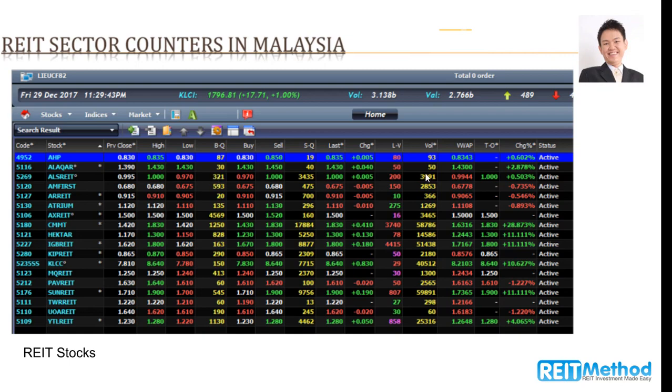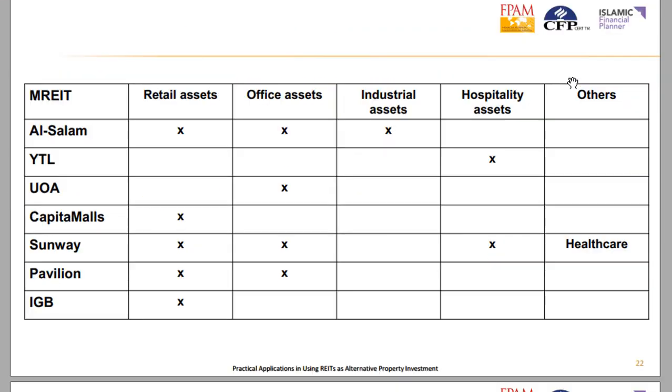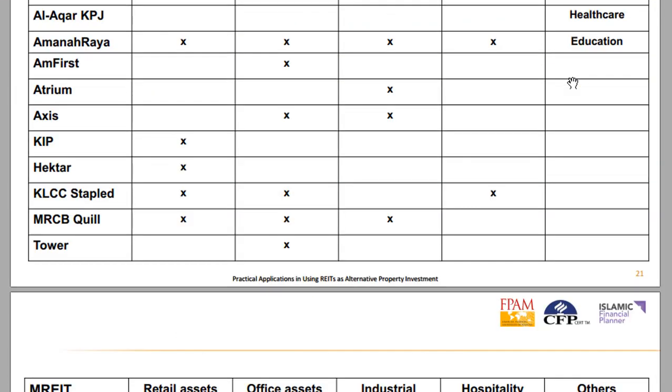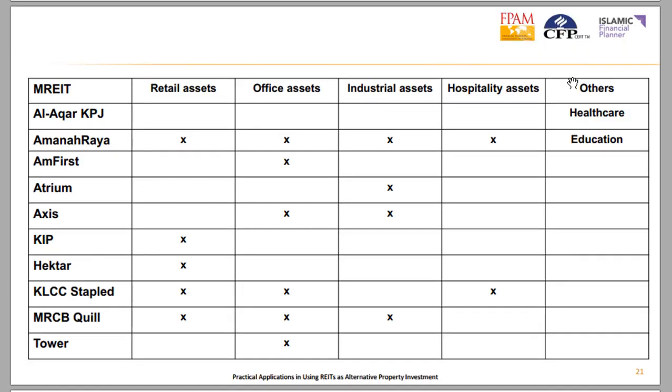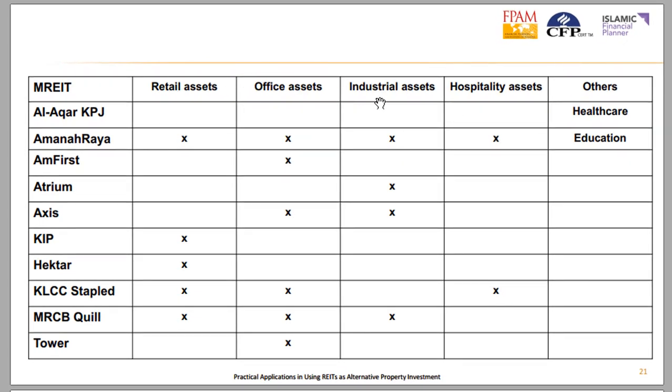So I'm going to show you another very good summary, as a fast track lesson, of what REIT stocks are about in Malaysia. What are the types of REIT stocks or counters in Malaysia? So in Malaysia, you have these five big categories. Others, meaning that there could be only one REIT stock that has that classification. For example, we have Al-Aqar KPJ REIT, which is a strictly healthcare REIT, and there's only one. Okay, that's why I group it under others.